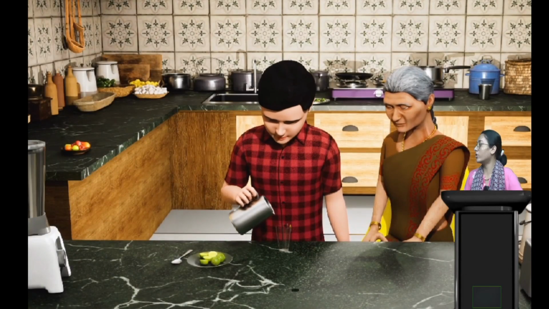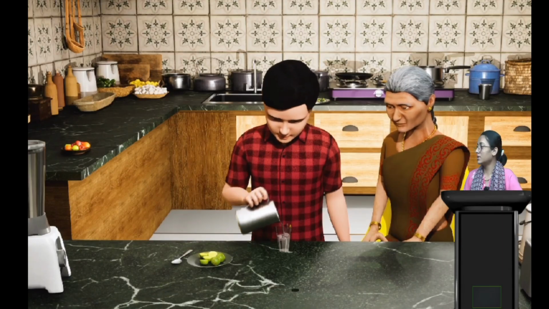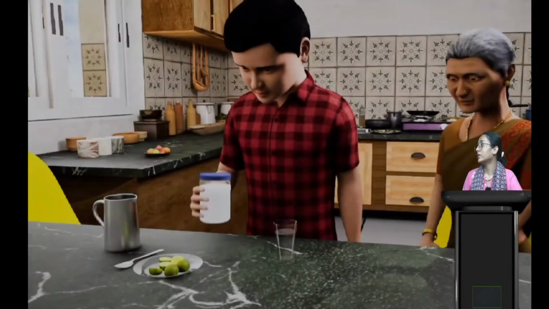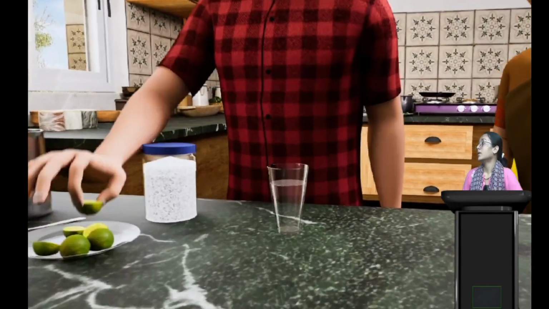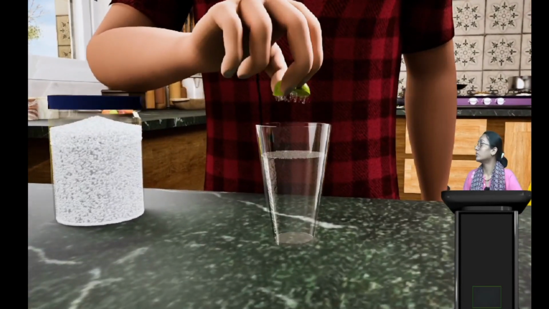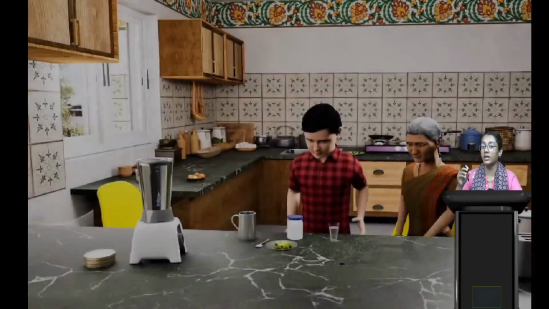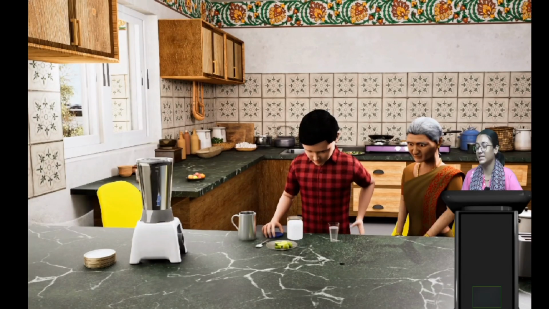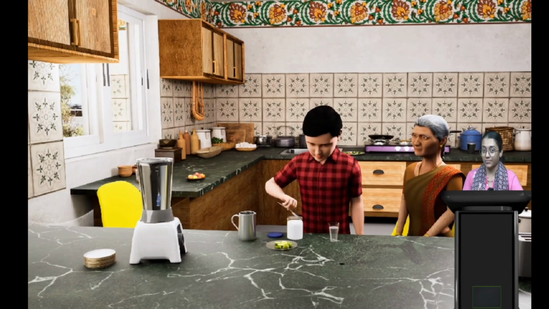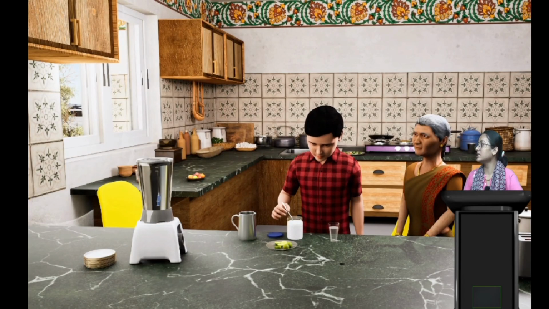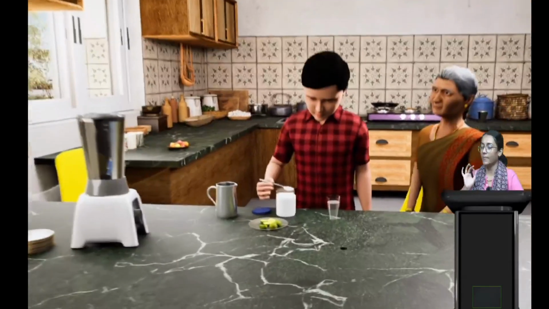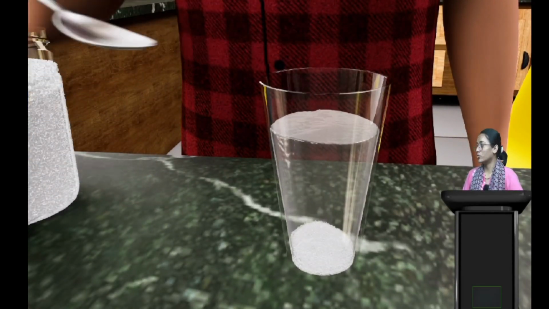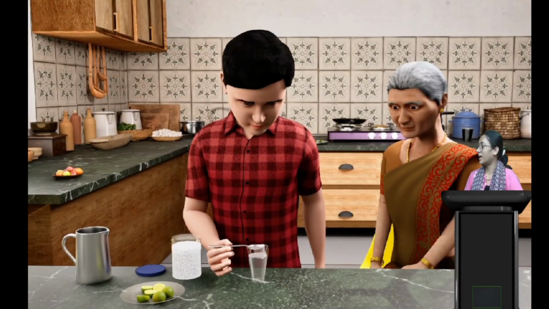He took some water into a glass. He poured some water into the glass, and before that he added some lemon. He squeezed one lemon and added lemon juice into the water. So basically he is making lemon water, isn't it? After that he is adding some sugar into the water. One spoon of sugar he added into the water. Clear up to this portion?